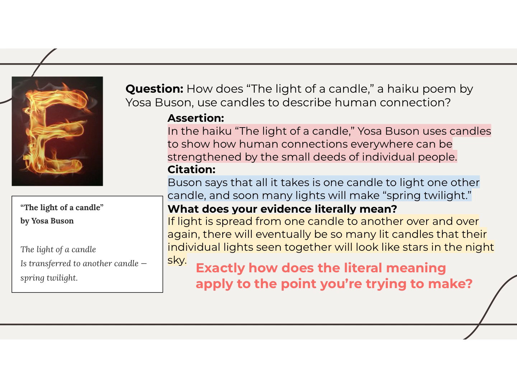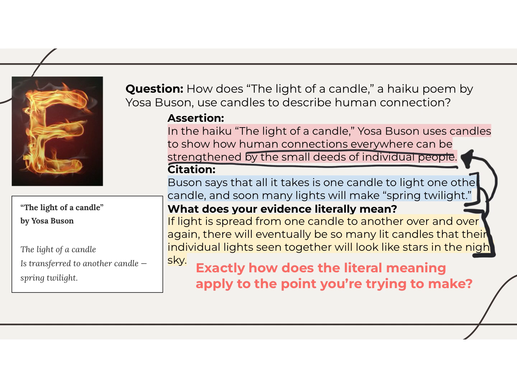And now we get to answer the second question, and this is where you get to shine. Here's the second question. Exactly how does the literal meaning apply to the point that you're trying to make? So here's the point that we're trying to make. Human connections everywhere can be strengthened by the small deeds of individual people. Here is the evidence that we're using to prove that. And this is the literal translation of our evidence. This is exactly what the evidence means. Okay, and now we get to say, how does that literal meaning, how does that evidence prove the point we're trying to make?